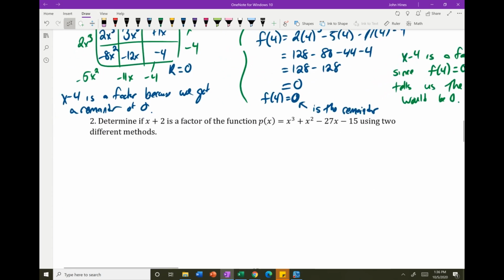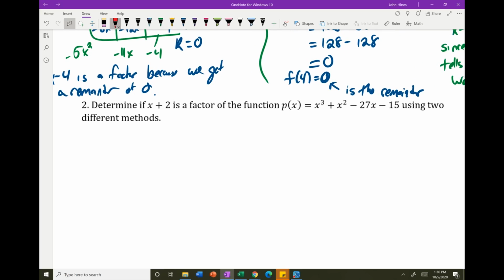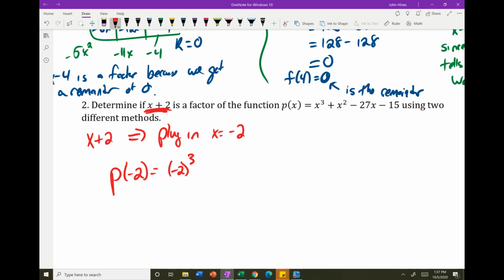Determine if x plus 2 is a factor. So let's just use the remainder theorem here. If I want to know about x plus 2, that means I need to plug in x equals negative 2. I plug in the opposite value. So p of negative 2, I'm plugging in a negative 2. Everywhere I see an x is becoming a negative 2.